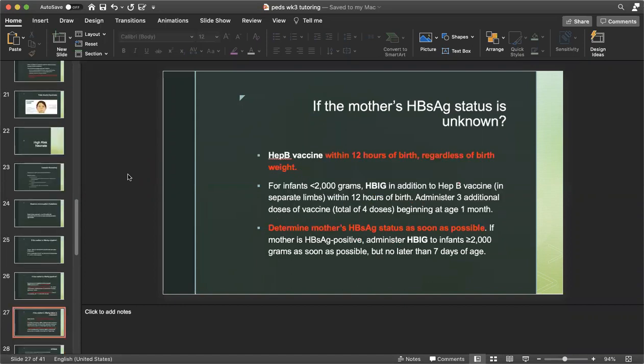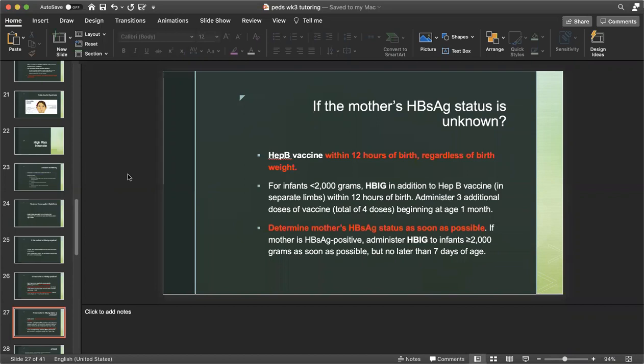If the mother's HBsAg status is unknown, again, it'll be given within 12 hours of birth, regardless of the birth weight, because they could be at higher risk. We don't want to take the risk and not give it, and then something bad happens with the newborn. So you just want to give it regardless. For infants less than 2000 grams, HBIG in addition to Hep B vaccine within 12 hours of birth, and then administer those three additional doses beginning at 1 month.